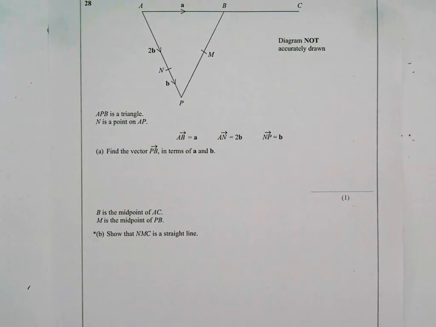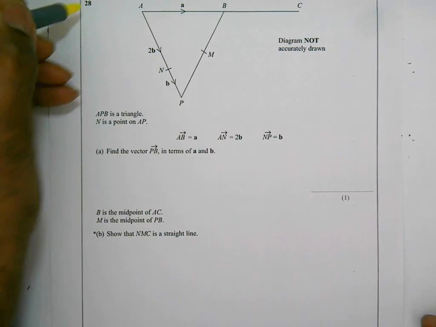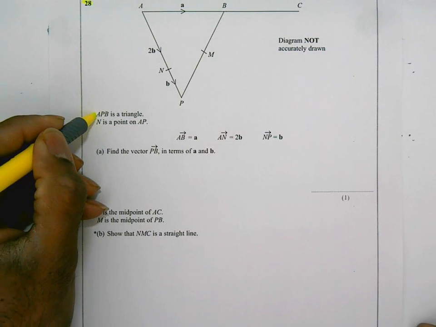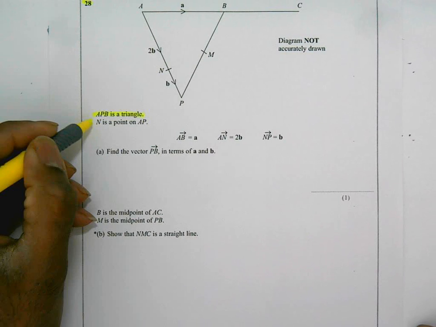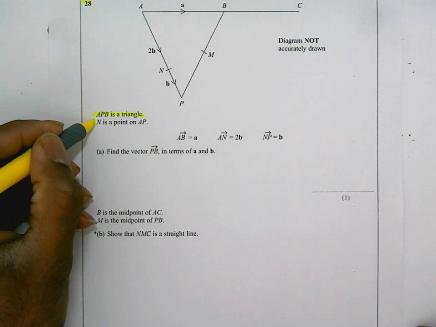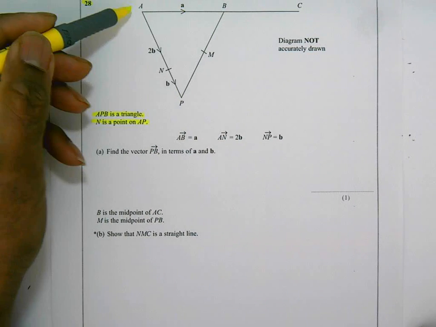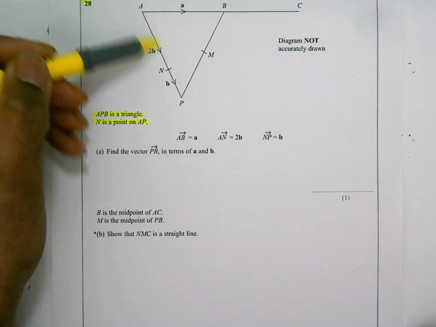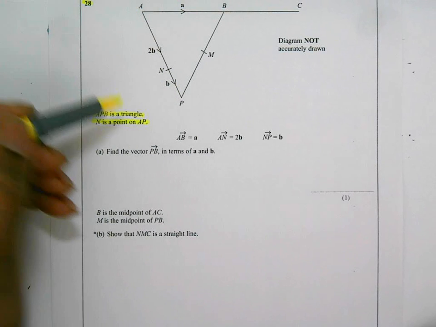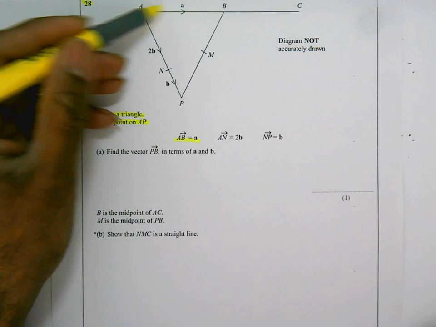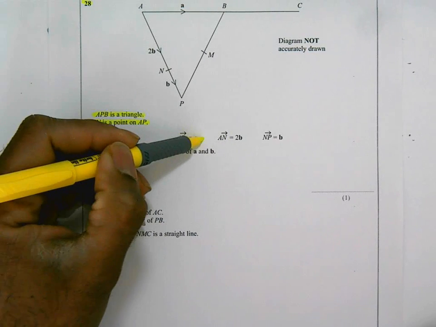This is question 28 on the higher non-calculator paper. Looking at this question straight away, I know it's a vectors question, but let's read through it. APB is a triangle, and N is a point on AP. So APB is the triangle they're referring to, N is a point on the line AP, and they've told us that AB is A. So A to B is A. I've got that information there.